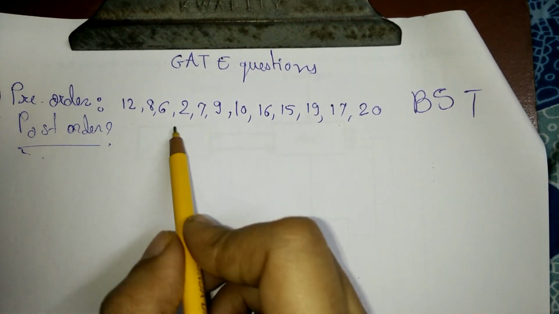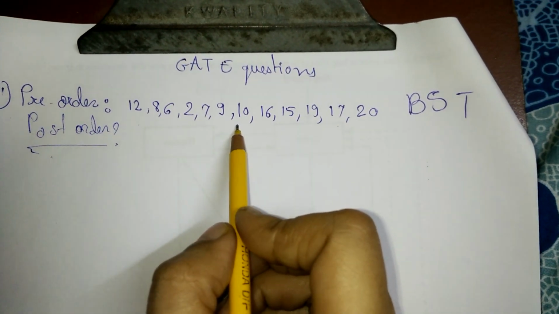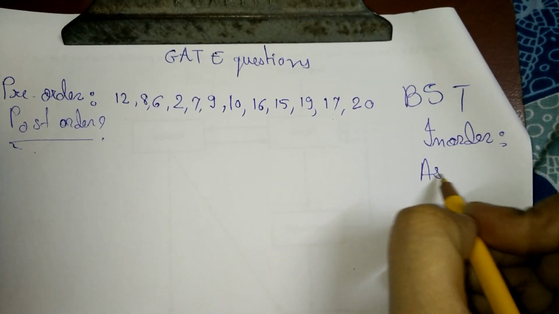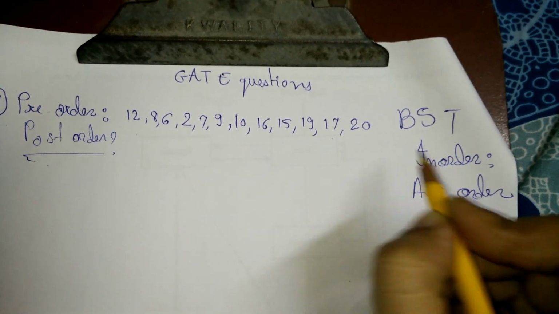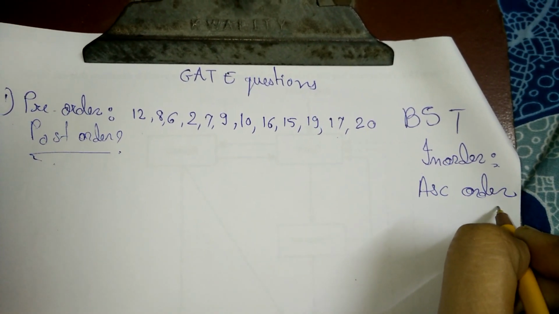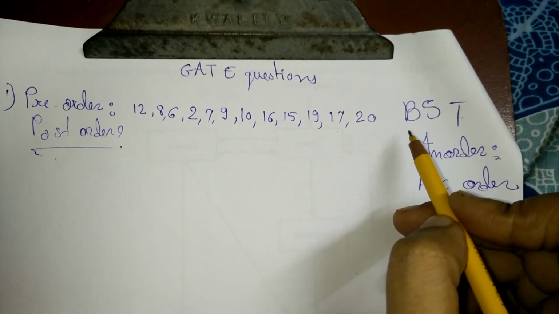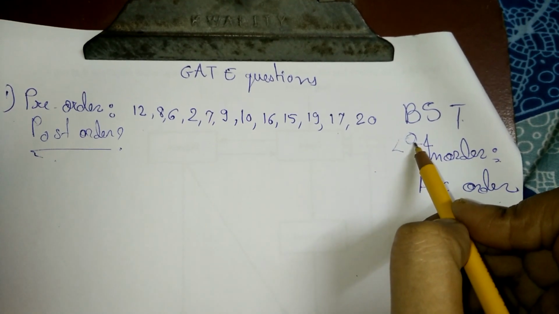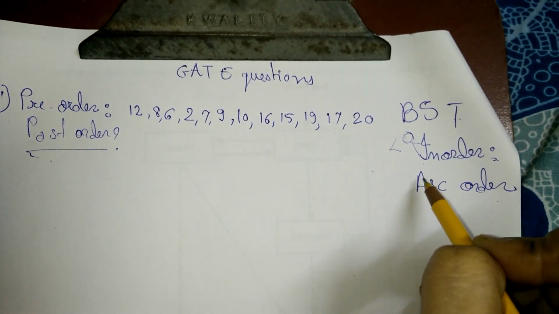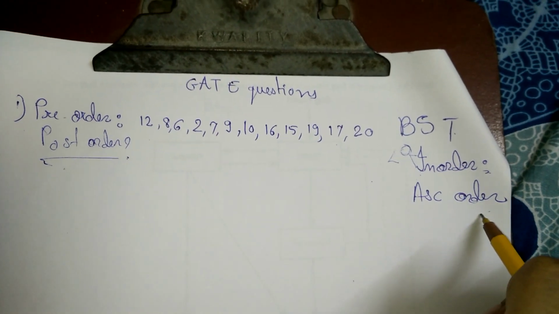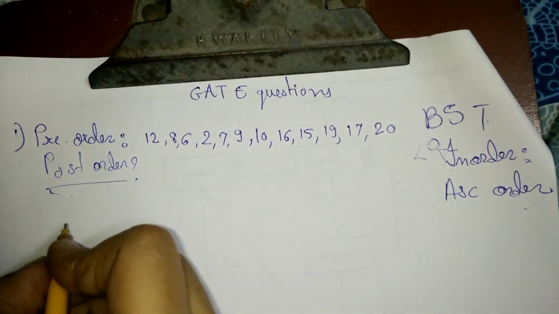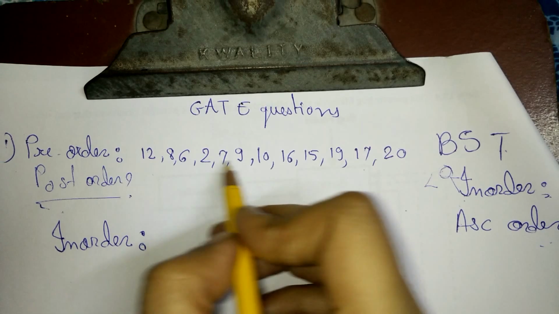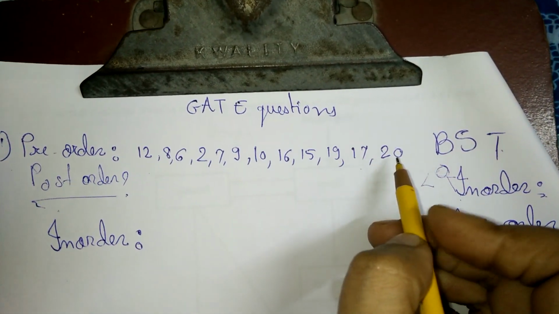The question is based on binary search tree, and they have asked the post-order sequence while they have given the pre-order sequence. Now, one thing that you have to remember about binary search tree is that the in-order sequence is nothing but the ascending order sequence. As we know, in binary search tree, the root has a value greater than the left subtree and less than the right subtree. So from this pre-order sequence we can find the in-order sequence by arranging these values in ascending order.